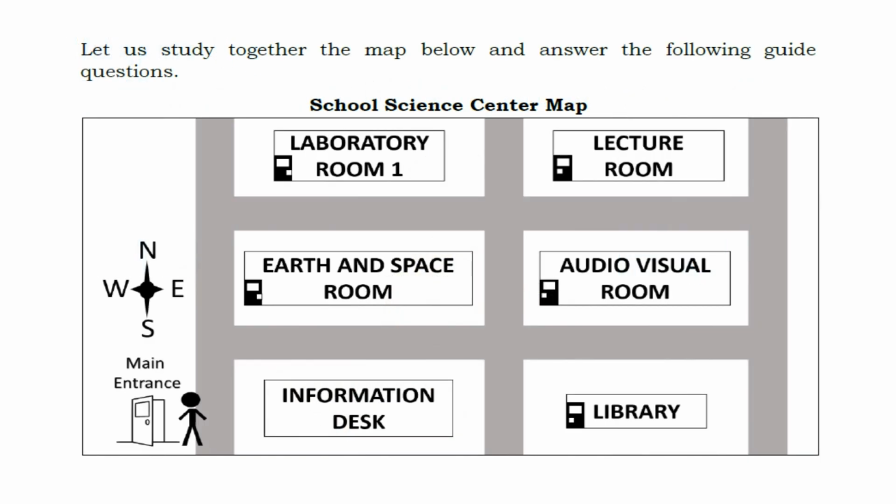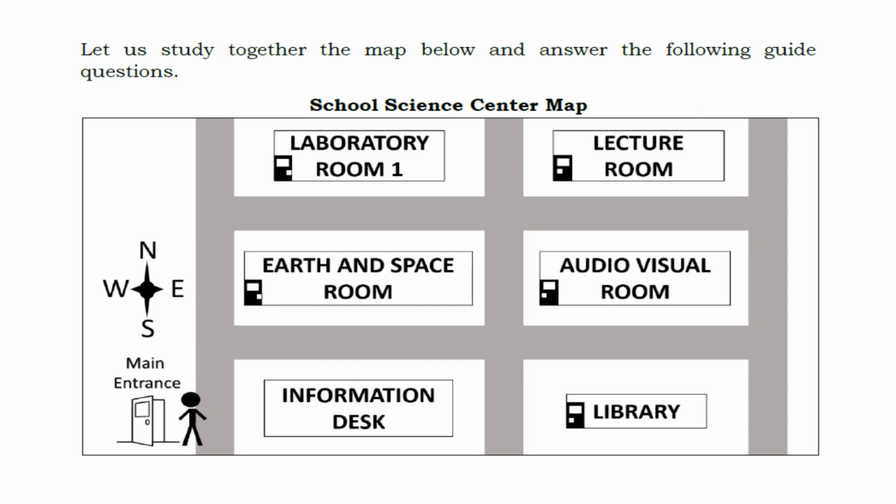Look, what can you see on the screen? Very good. A map. Yes, it is. There is a map over there. What is it? A school science center map. On the map, what else do you see? Very good. Let us study together the map below and answer the following guide questions afterwards.